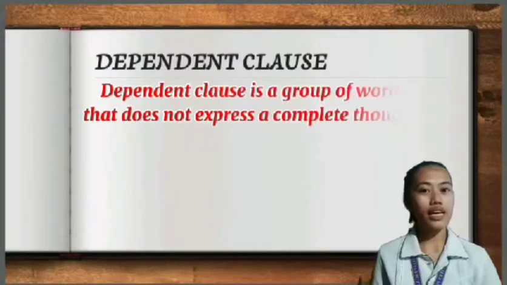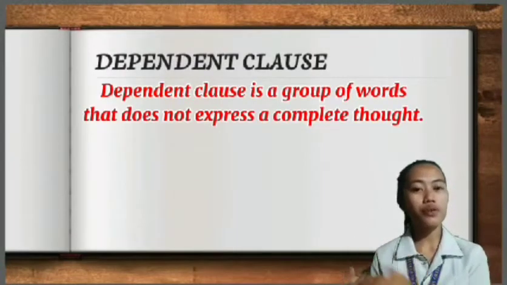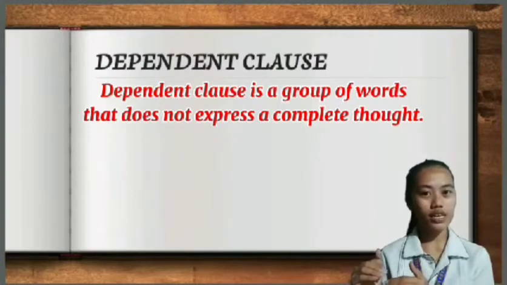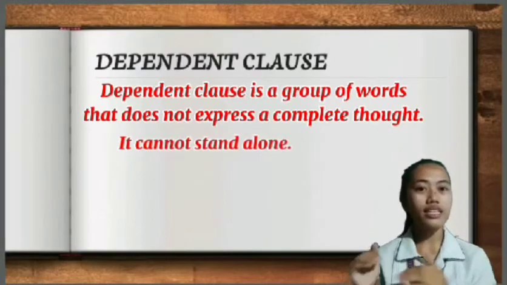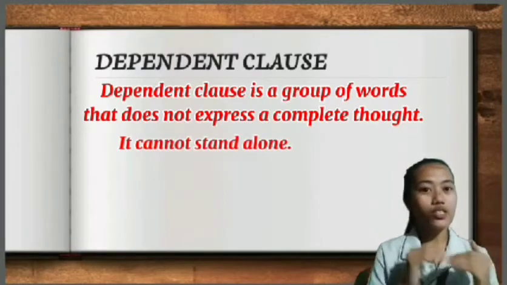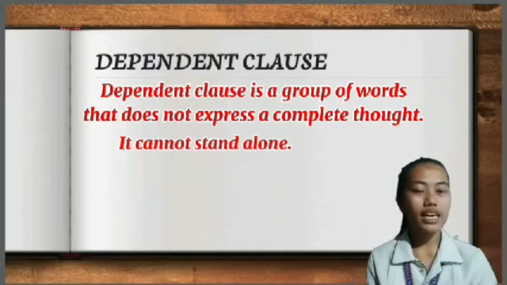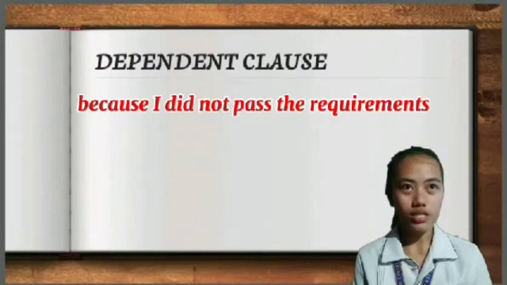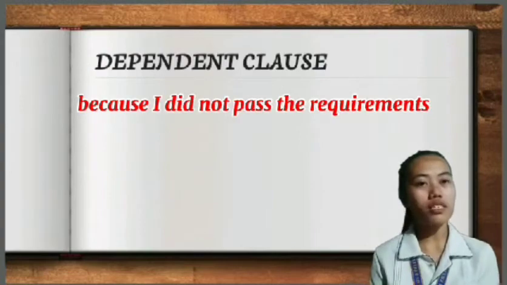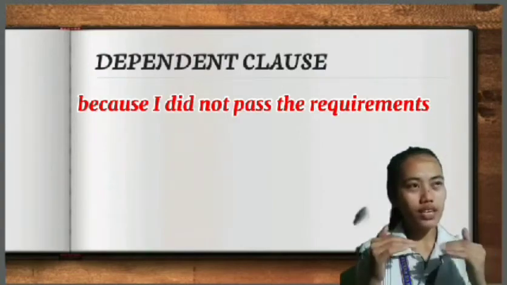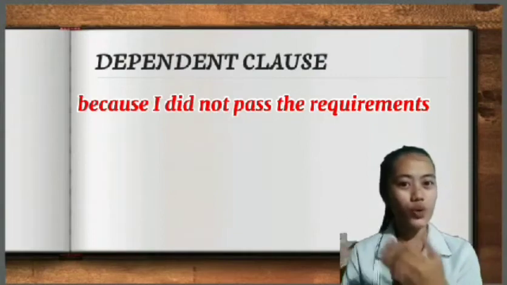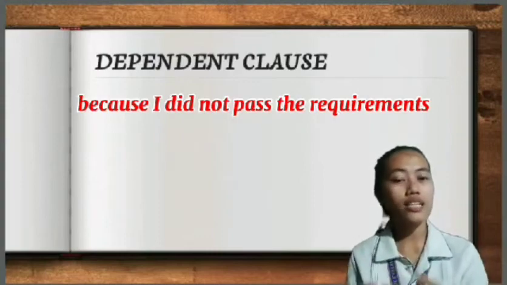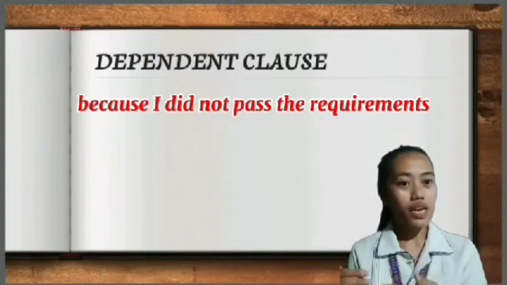On the other hand, a dependent clause is a group of words that does not express a complete thought. Therefore, it cannot stand alone. It needs to be attached to an independent clause in order for it to have meaning. An example of a dependent clause is, because I did not pass the requirements. It is a dependent clause because it needs to be attached to an independent clause in order to be meaningful.